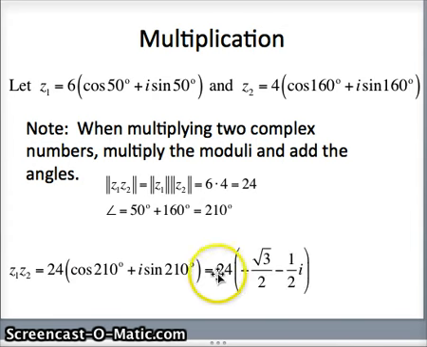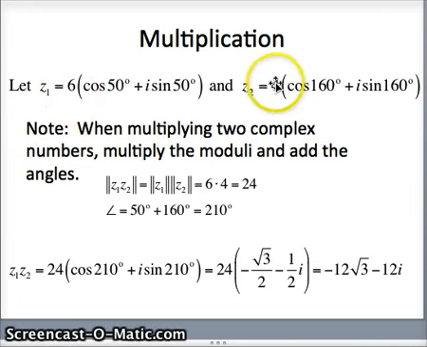Cos 210 is negative root 3 over 2 because the reference angle is 30 and we're in quadrant 3. Sine 210, reference angle is 30 and we're in quadrant 3. That's negative as well. Simplifying that, we get negative 12 root 3 minus 12i. So multiplying complex numbers in polar form is relatively easy. Multiply the two moduli and add the angles together. And then do your simplification.